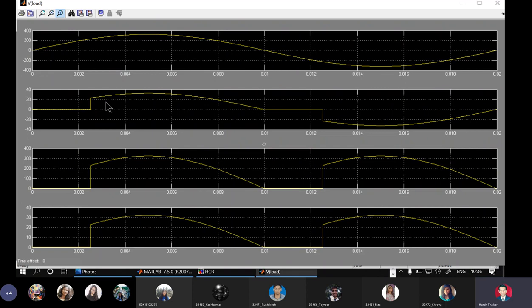And the second waveform is the source current, the third waveform is the load voltage, and fourth is the load current. So source voltage Vs, source current Is, load voltage VL, and load current IL. Got the point? And here we are seeing that when the source voltage reaches its peak value of 325 volts at pi by 2, that is 5 milliseconds, the load voltage also reaches its peak.